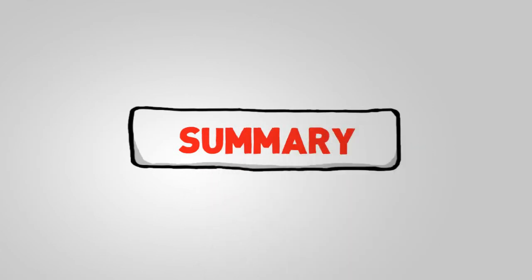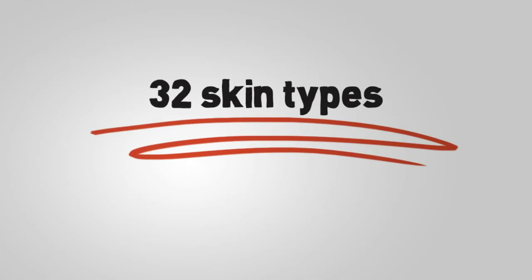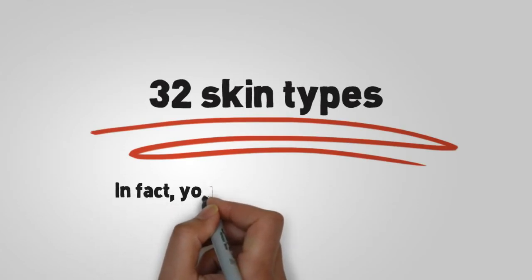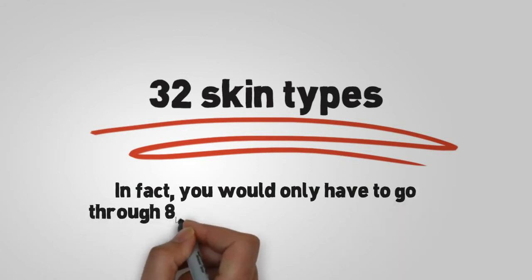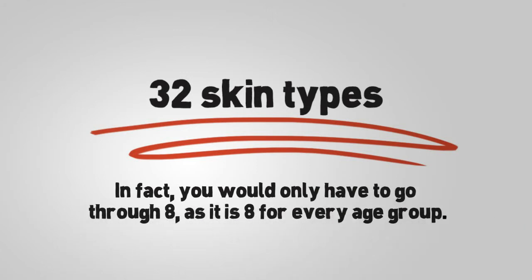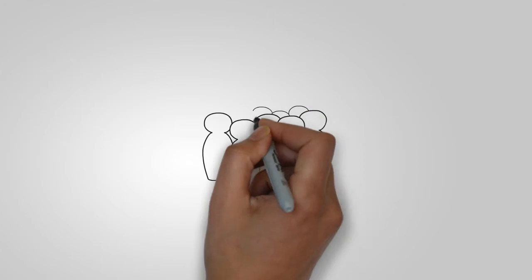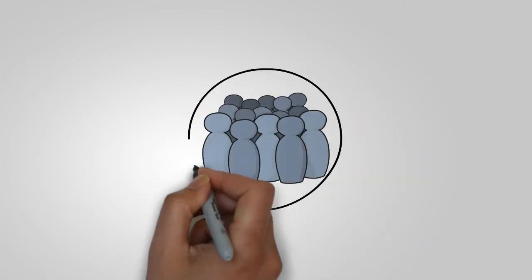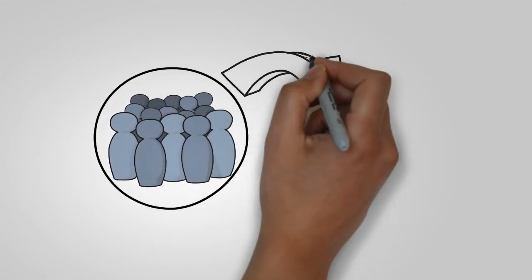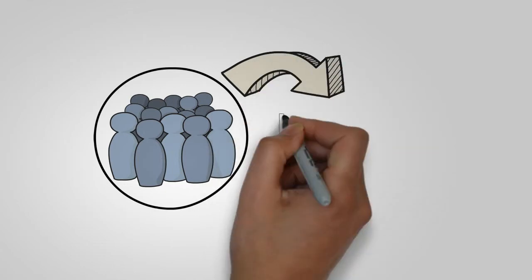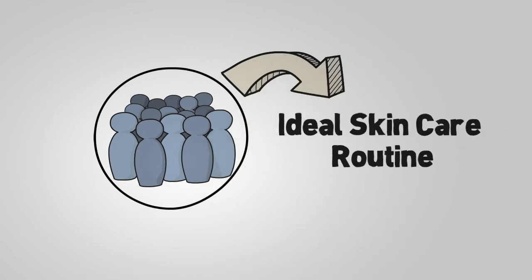6. Summary. Now, after such an introduction, you can go through the 32 skin types and find yours correctly. In fact, you would only have to go through 8, as it is 8 for every age group. And in each age group, just consider basic variations of the parameters, and you can get straight to the magic of your ideal skincare routine.